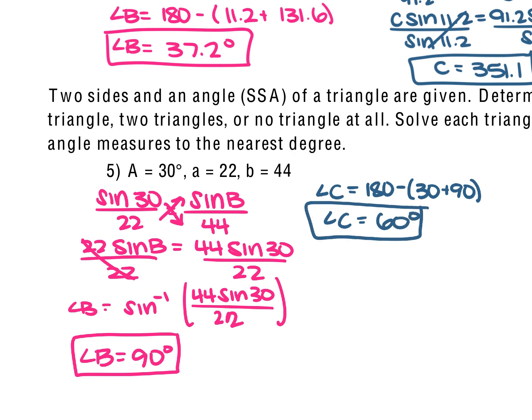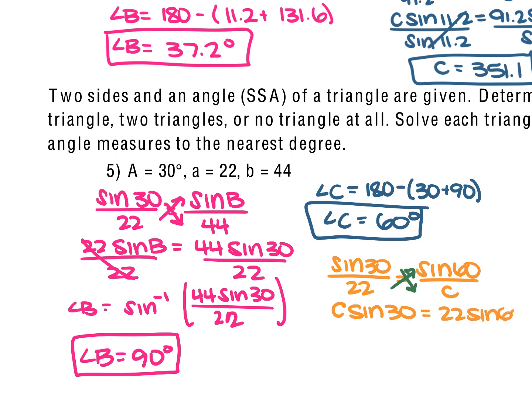To find what C is, we're going to do sine 30 over 22 is equal to sine 60 over C. We're going to cross multiply this. So that's going to give us C times sine 30 is equal to 22 sine 60. Divide each side by the sine of 30. And you're going to use your calculator. Do 22 sine 60 over sine 30. And that is 22 square root 3.